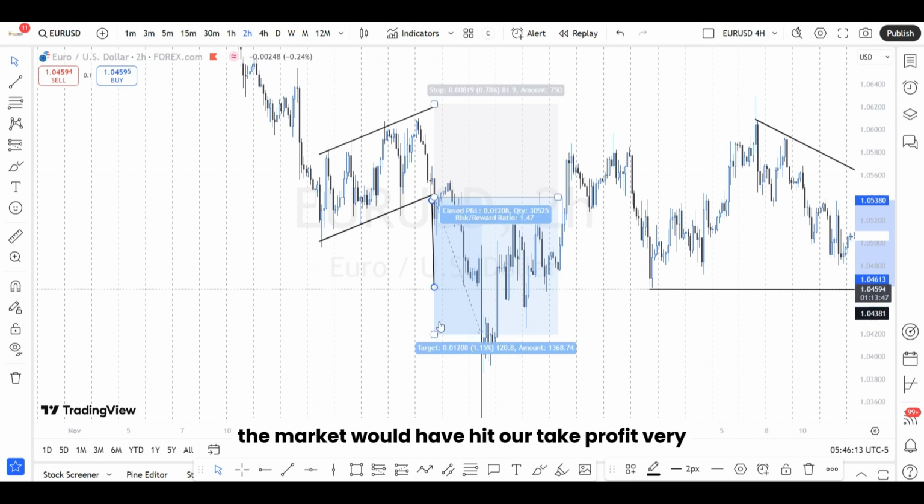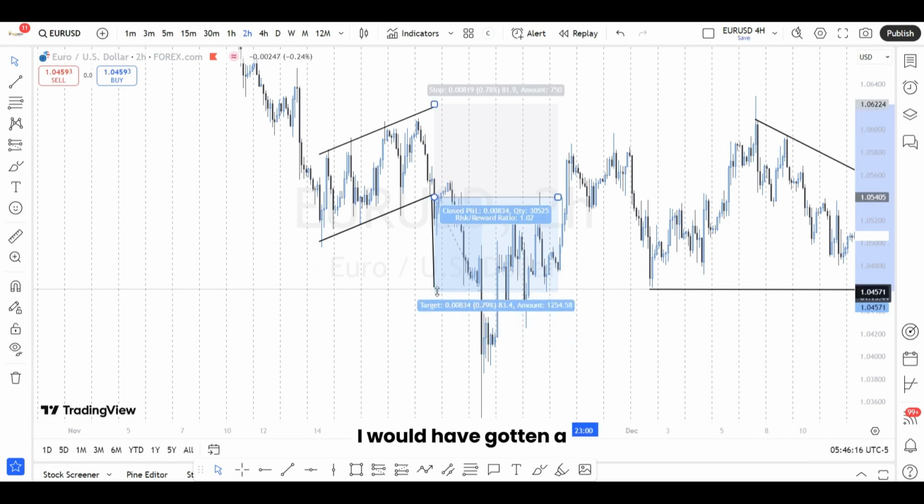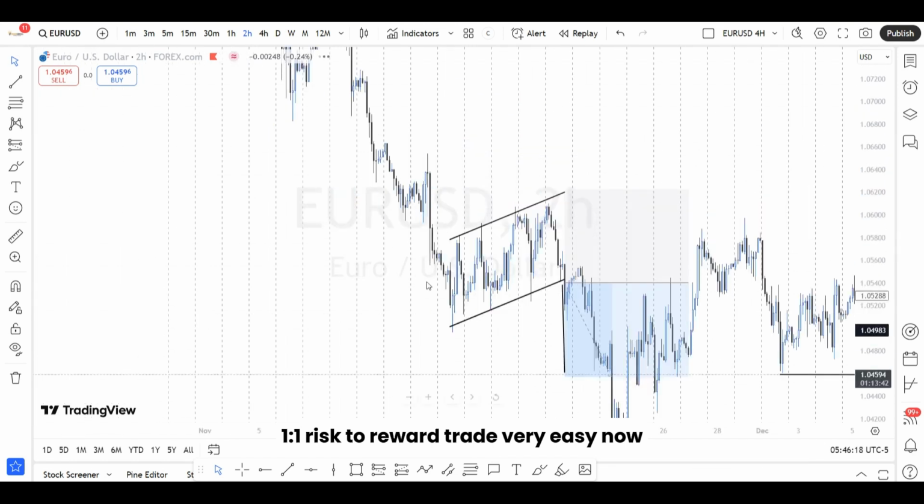The market will have hit our take profit very easily. I would have gotten a 1:1 risk to reward trade very easily.